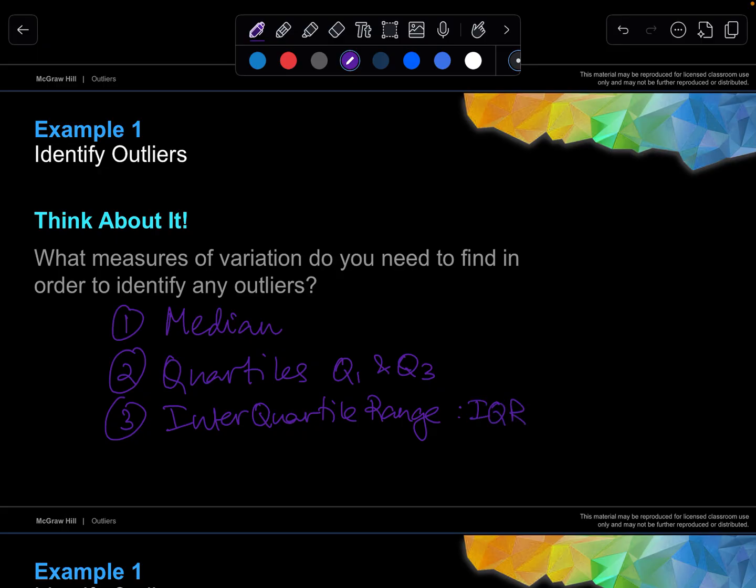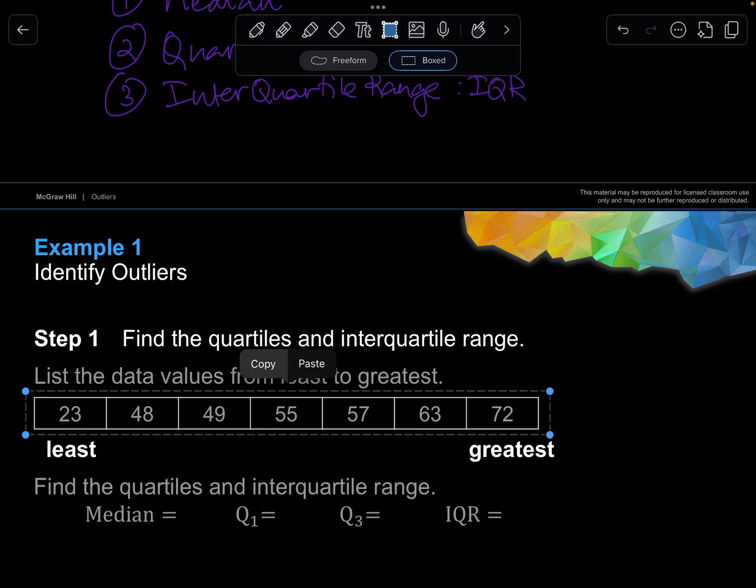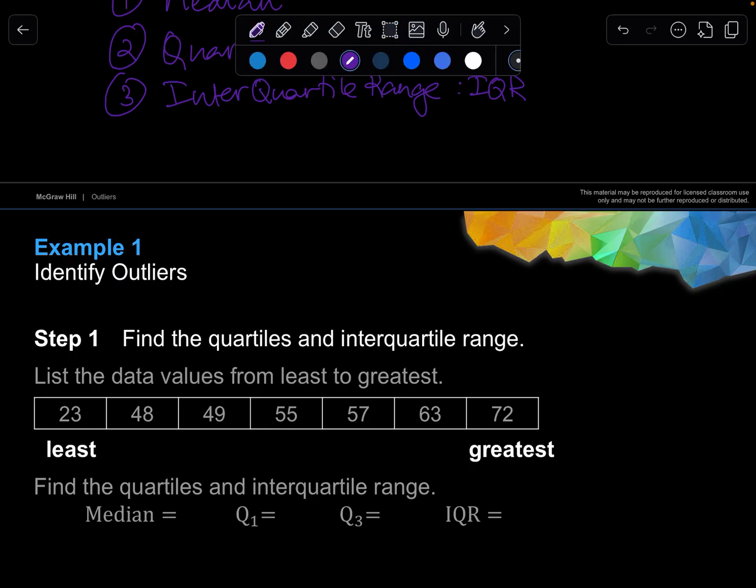Now, the first step to determining our median, like we've practiced before, is to arrange the data in order from least to greatest. Okay, that's my data from least to greatest. Again, I'm going to copy it for future reference. And when I look at it, I have 7 pieces of data. So which is going to be my median? My median is the one in the middle. That's going to be 55.